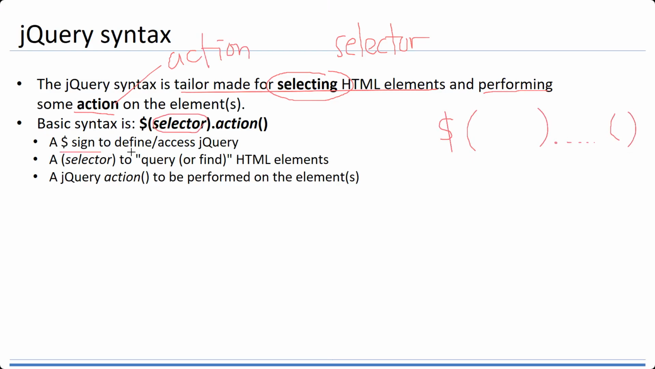The $ sign is to define and access jQuery. Every time you access jQuery, you need to use the $ sign. Then a selector or query to find the HTML element. Here you need to find the HTML element that you want to connect to. And the action means something that you want to perform on the element.